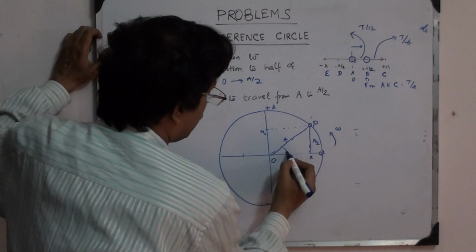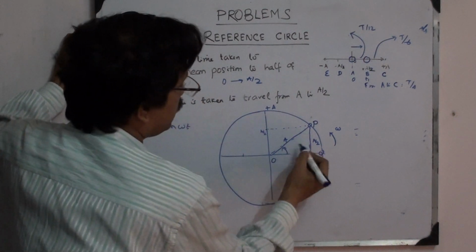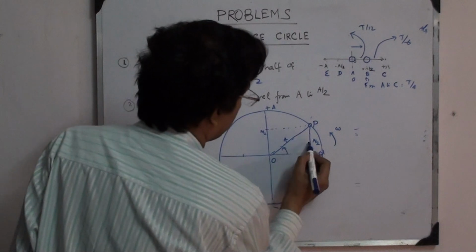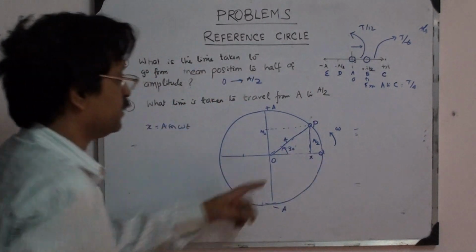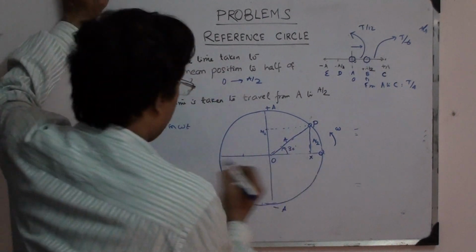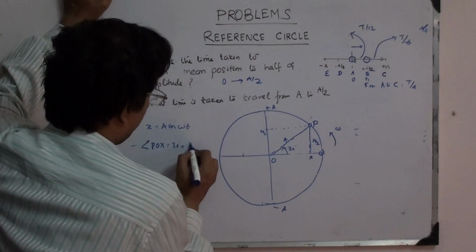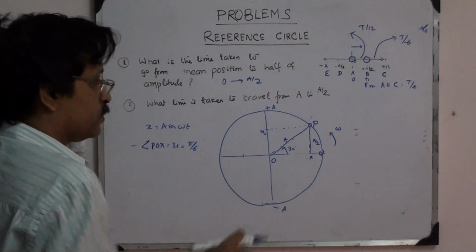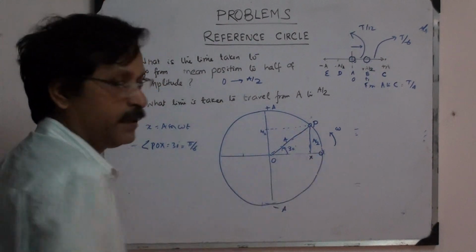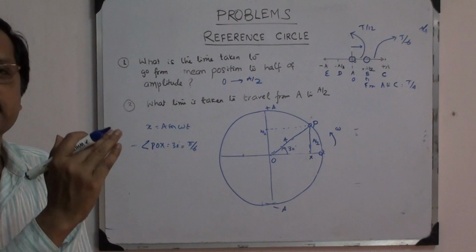So now what happens? What is this angle? A by 2 means half, so this angle is sine inverse of half, which is 30 degrees. So angle POX is 30 degrees, which is equal to pi by 6. So the particle in the reference circle has turned 30 degrees.